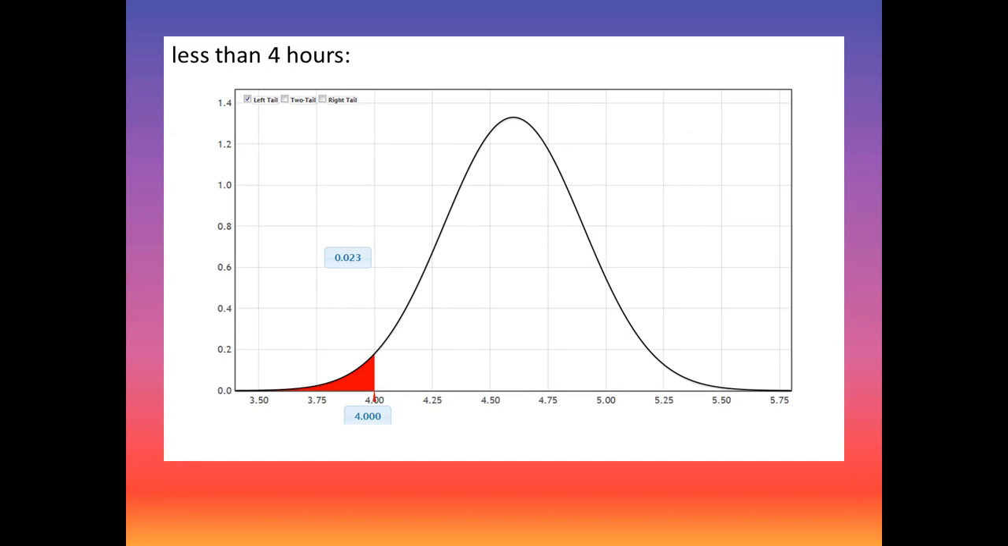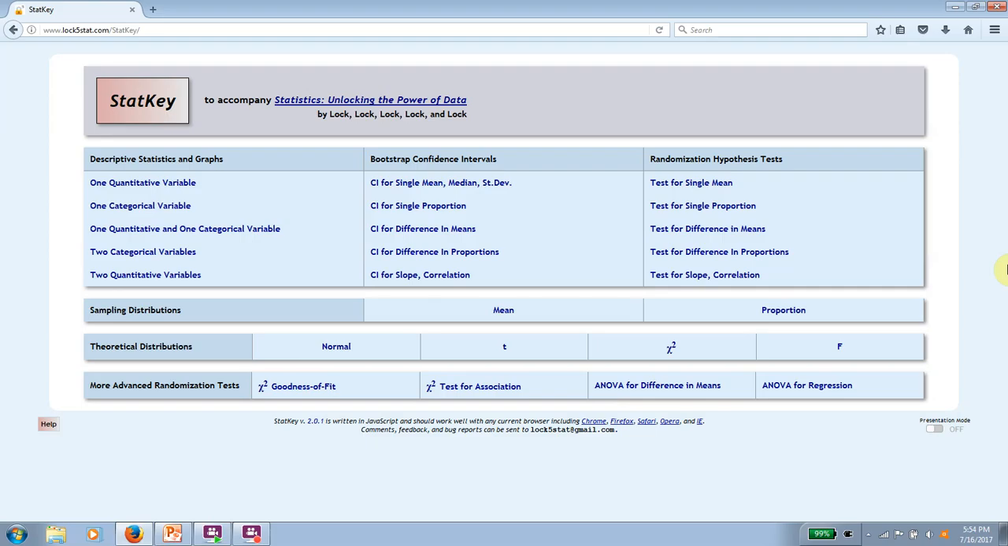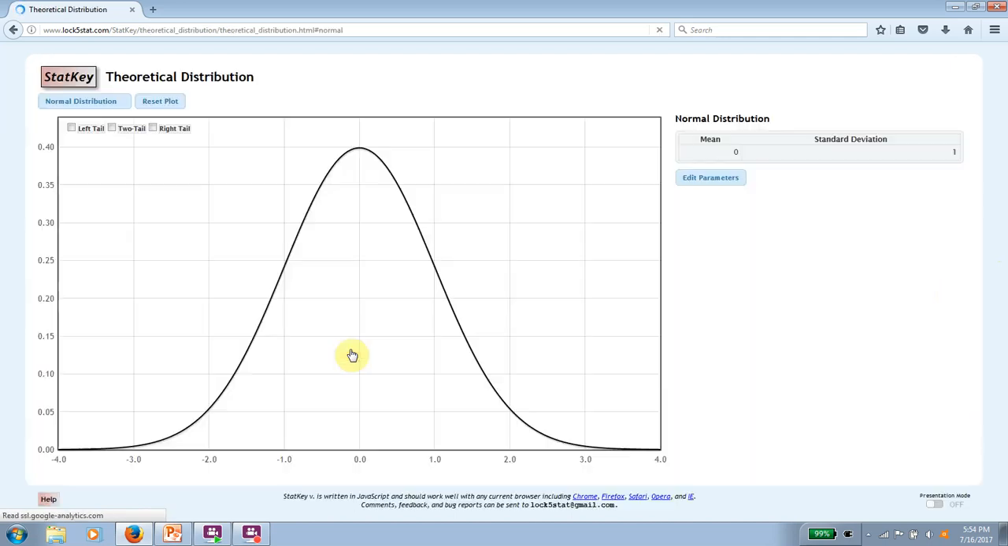Less than would be toward the left. So if you look in the upper left corner, I have left tail checked, and then I just specified the bound for that left tail is 4. To do it for real in StatKey, and this way you can see the specifying of the mean and standard deviation, where you want to be is where it says theoretical distributions, normal. So this right here.